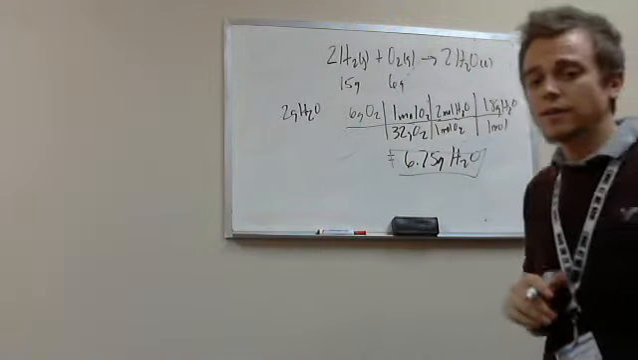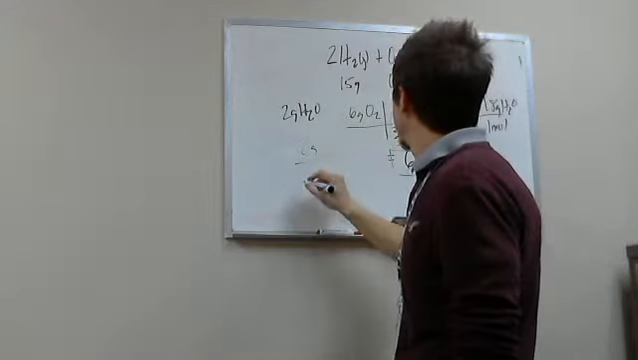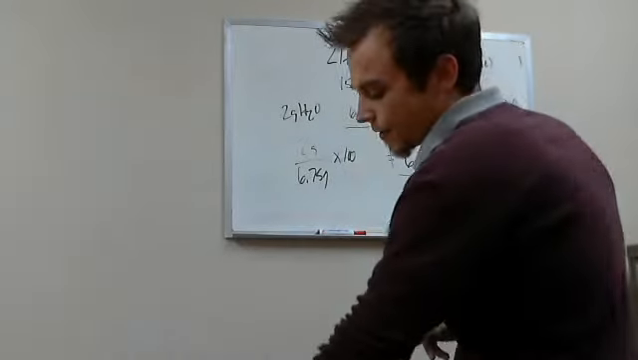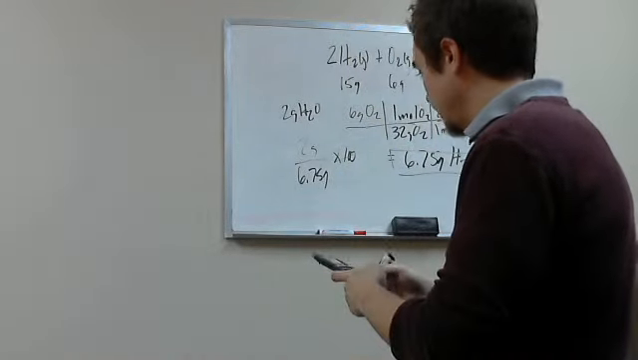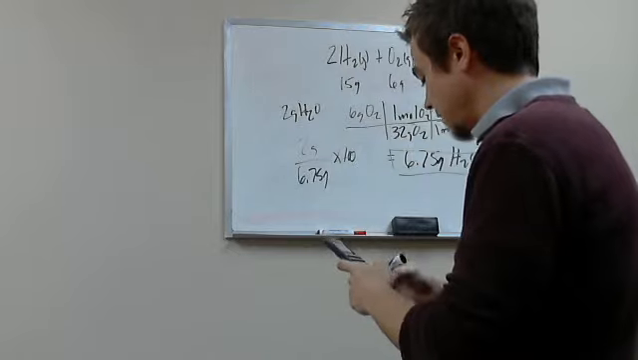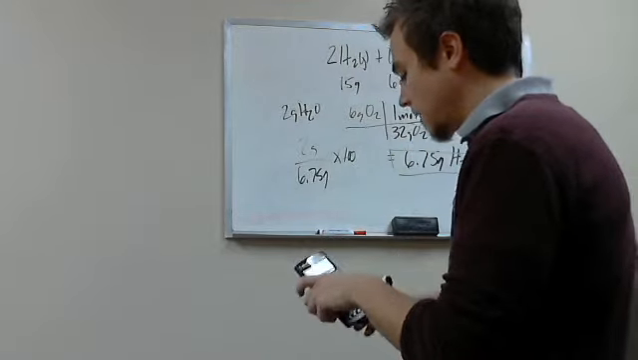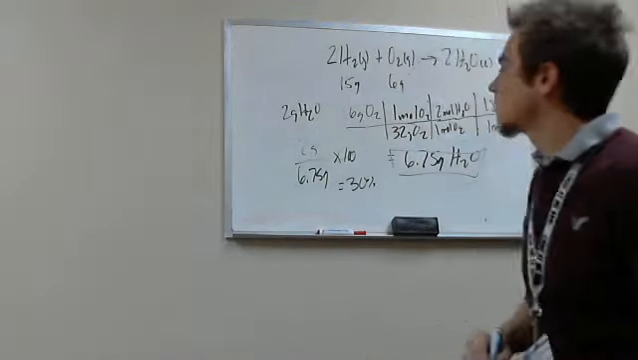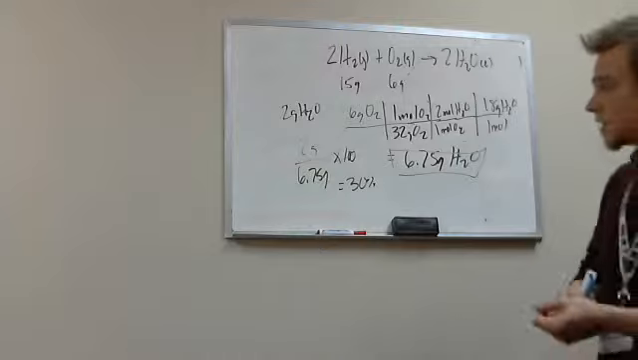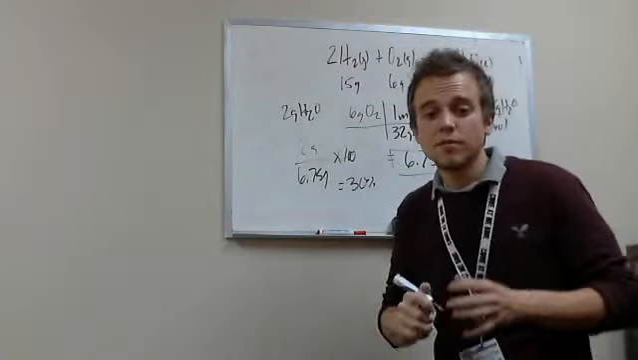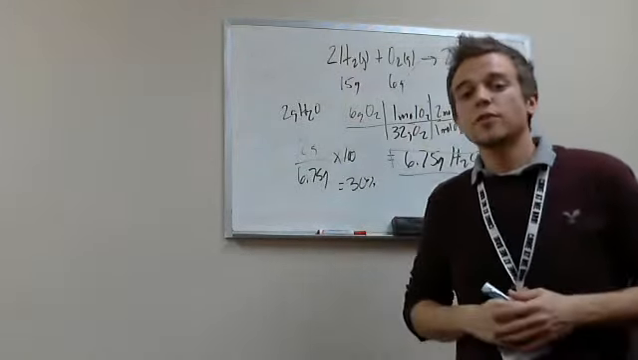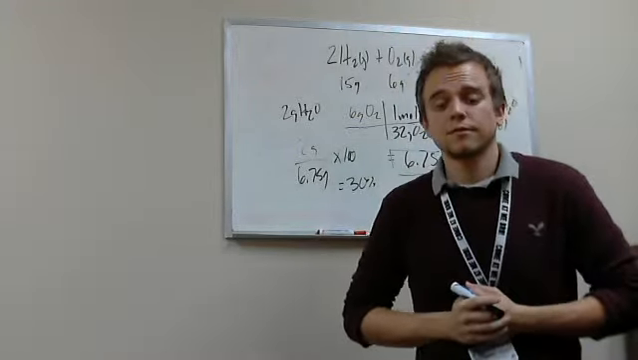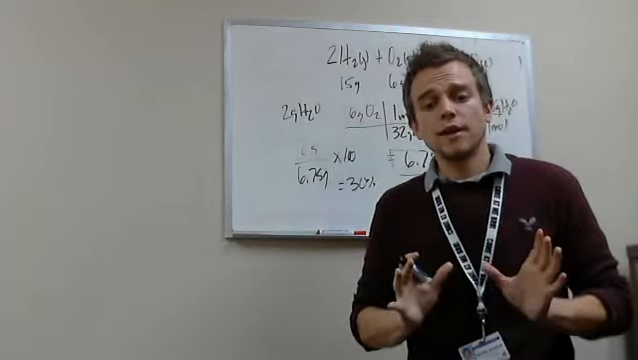Now finally for our percent yield, we take our 2 grams that we produced over the 6.75 grams that we should have produced and multiply it by 100. 2 divided by 6.75 times 100, and we get 30%. Okay, so our percent yield was pretty bad. It was only 30%. So that means that we produced 30% of the water that we should have, looking at our calculation of our theoretical yield. Okay. So that's it for chapter 3 review.